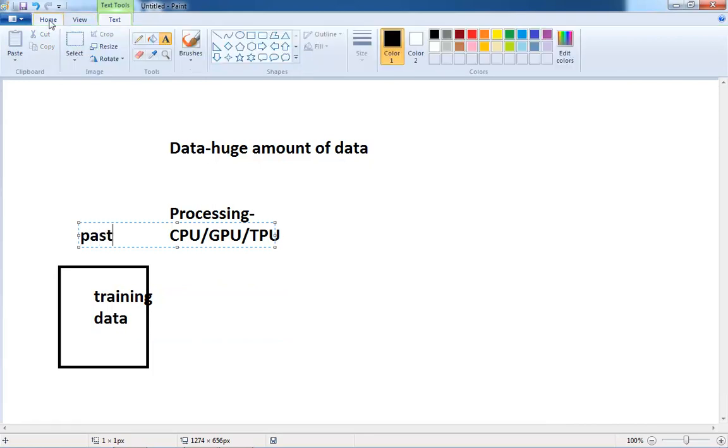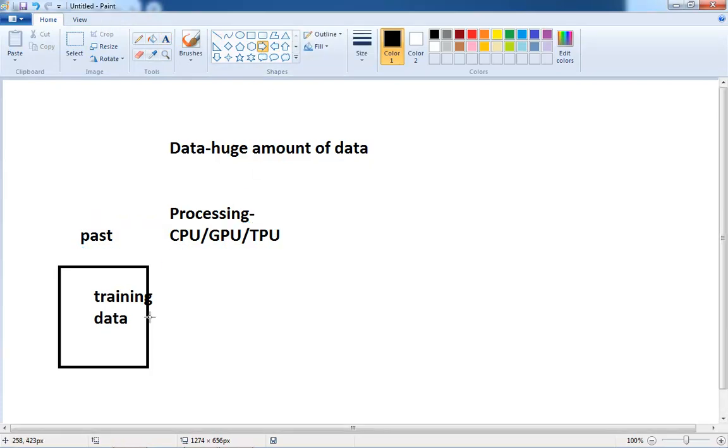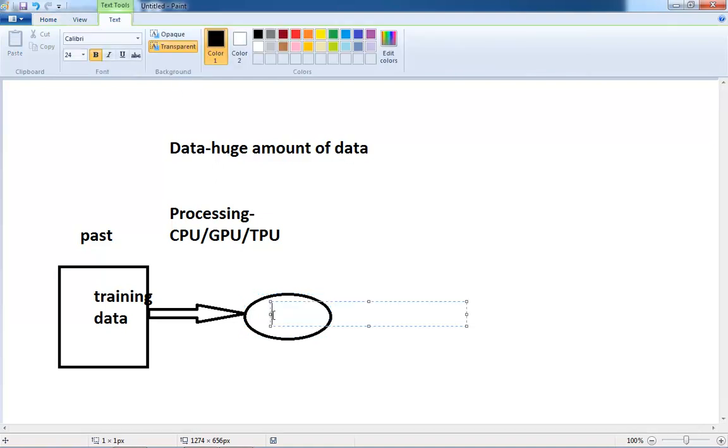Okay, and then what we are going to do, we are going to create a model or a predictor. You can say model or predictor. This is the past. Okay, and then what about the future?